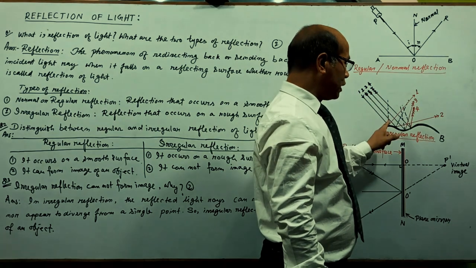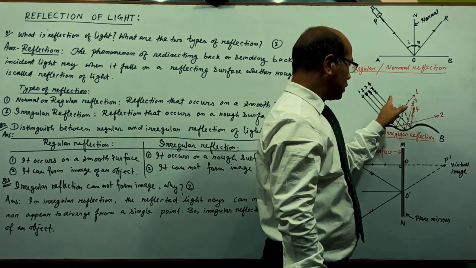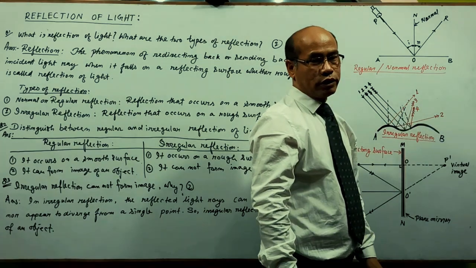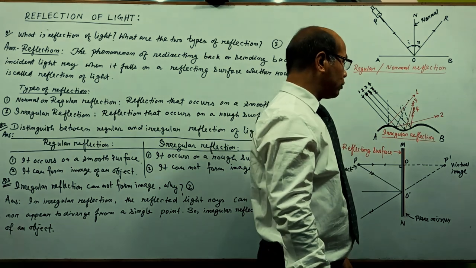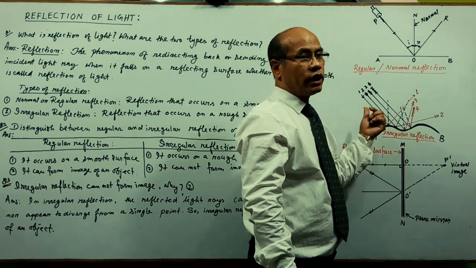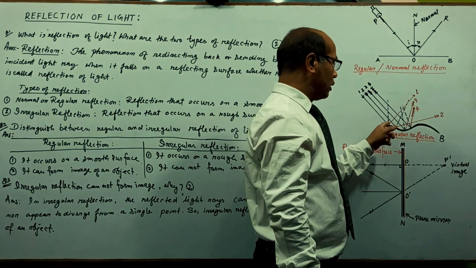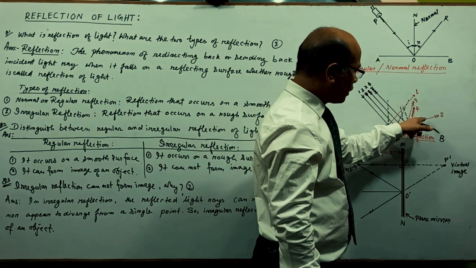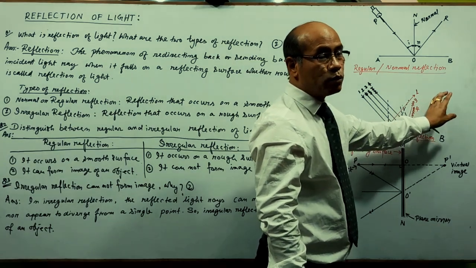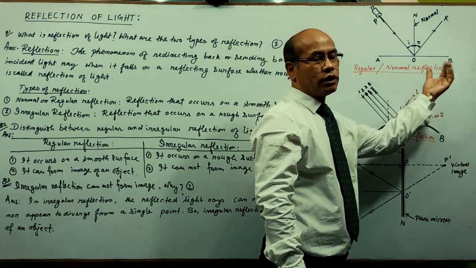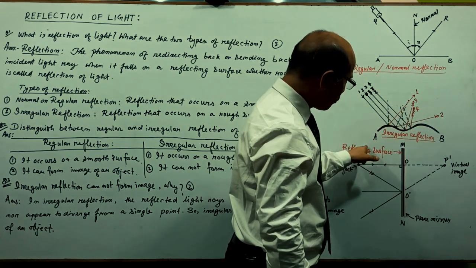See, even the dotted lines, the normals. In both regular and irregular reflection, the angle of incidence equals the angle of reflection. But in irregular reflection the reflected rays are not produced at a single point.